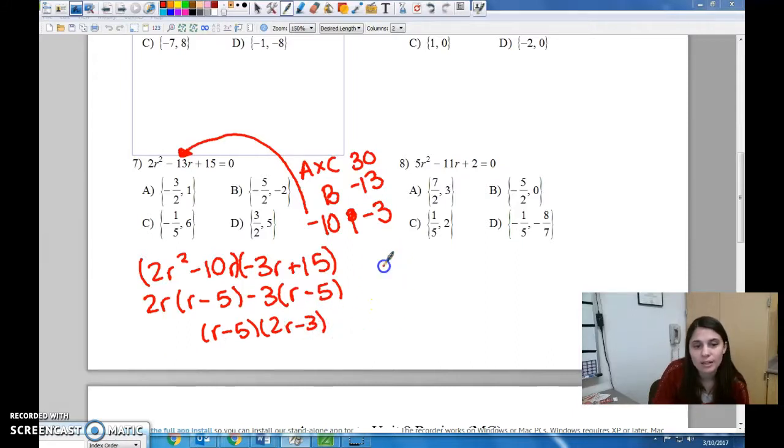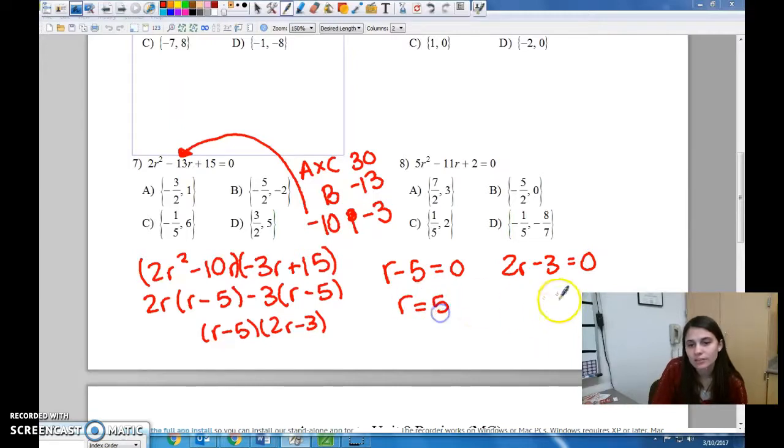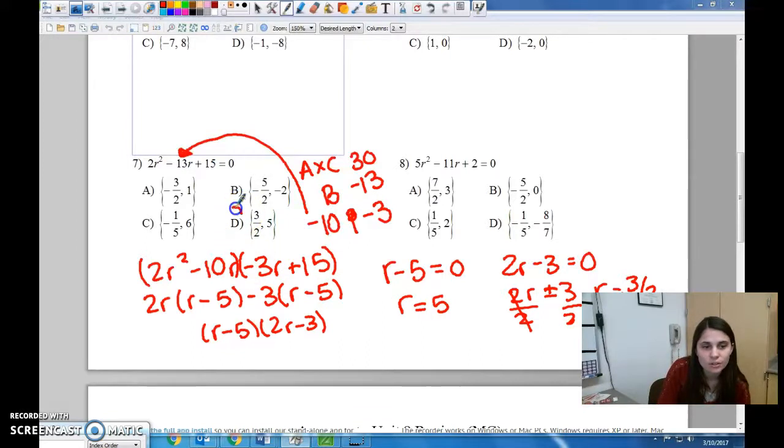So now I just need my solution, which I get by setting each of those equal to 0. So this one I can add 5 to both sides, and r equals 5. If I add 3 to both sides, 2r is equal to 3. And then divide by 2, and r is equal to 3 over 2. So I have 3 over 2 and 5, which is option D.